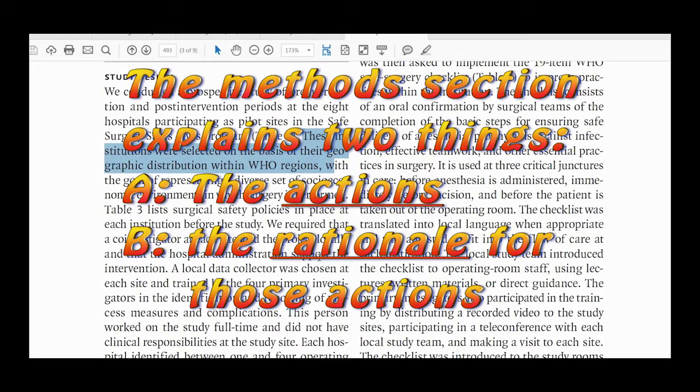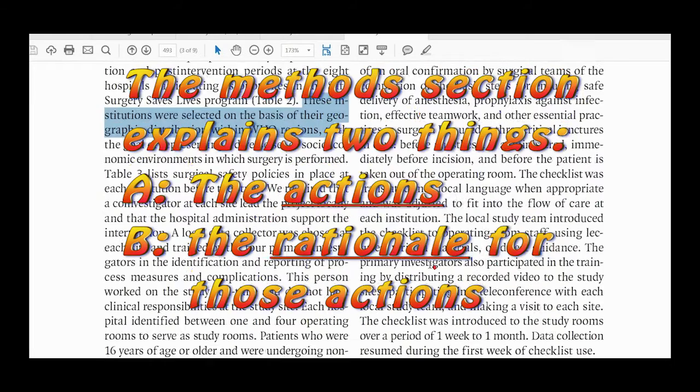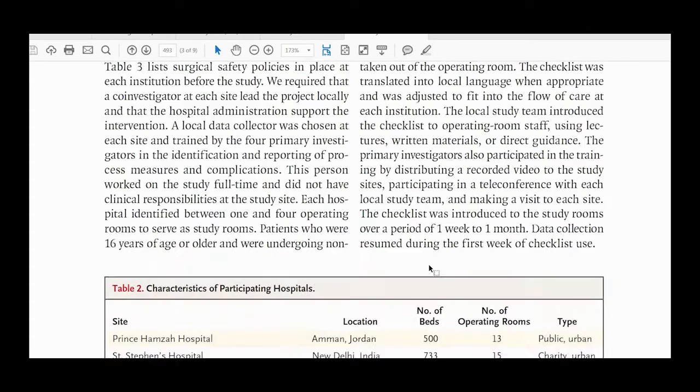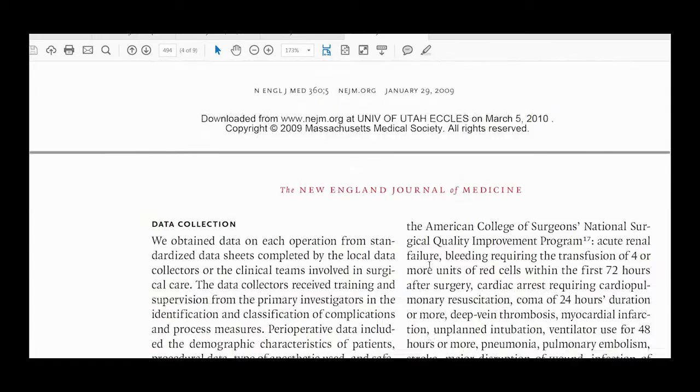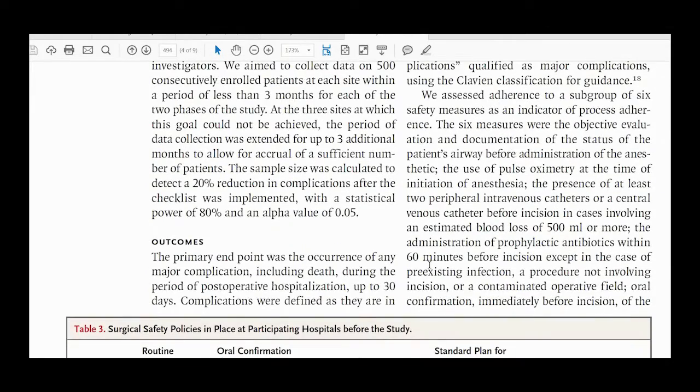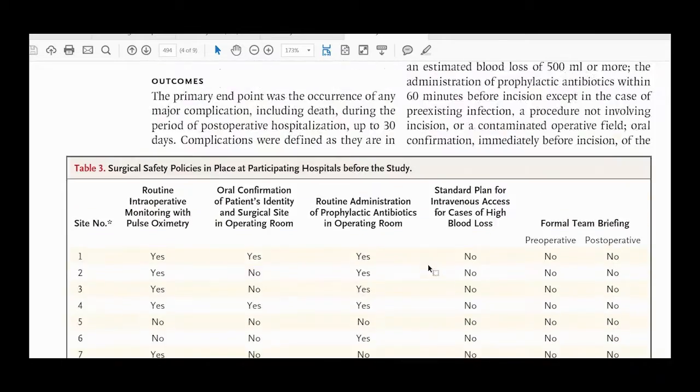Statements of what they did, and then statements of why they did it, like what their rationale was for doing what they did. We will not read through this entire methods section, but you can see this sort of pattern repeated often. They will say, we did this, and we did it for such and such reason. Here's the rationale behind it. And they go through and describe, well, quite literally what they did. They talk about data collection, they talk about outcomes and how they measured those. This is them still listing all of the things that they did and why they did it in the study.